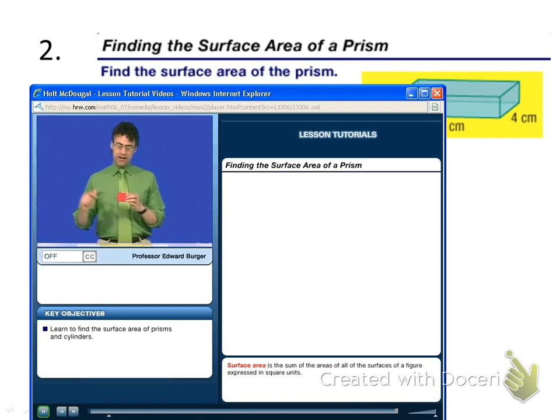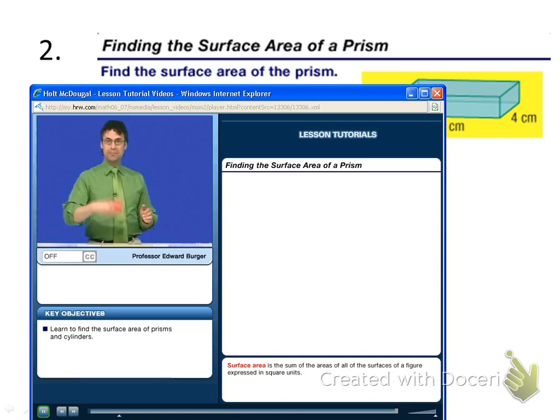The surface area is literally just finding the area of each surface and adding those numbers up to get the surface area for an actual three-dimensional object. That's what surface area is. It's just the amount of area that's required along the surface. Really easy. So let's try an example for ourselves.